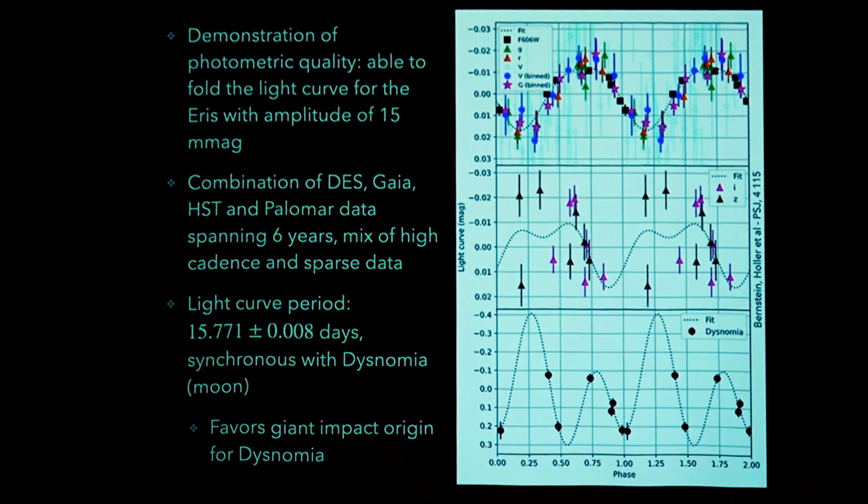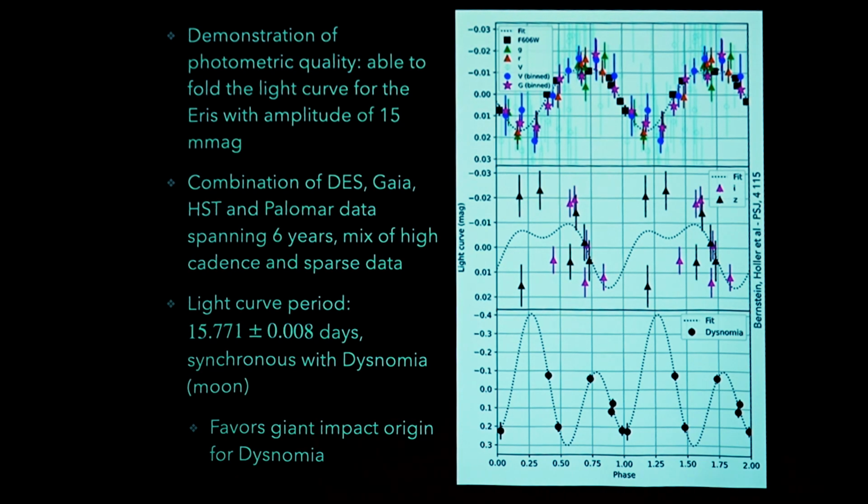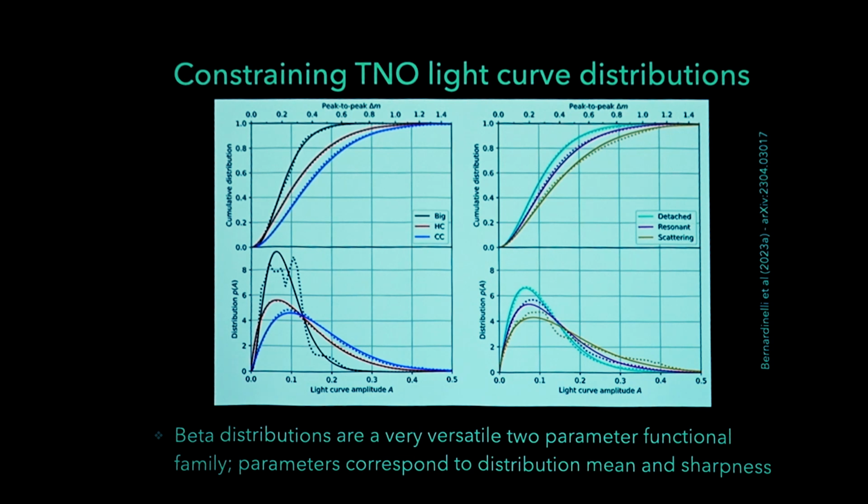And combining the data from DES with Gaia, HST, and Palomar over 6 years, with a mix of high cadence and sparse data, we followed this light curve to find its period. The light curve period for Eris is consistent with that of Dysnomia, which is its moon, which is basically a synchronous rotation that favors the giant impact origin for Dysnomia. And we can also use this to constrain light curve distributions.